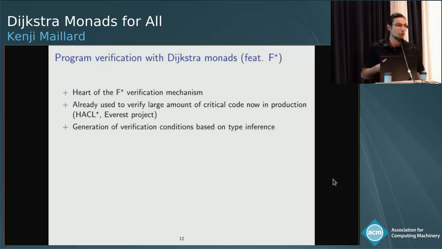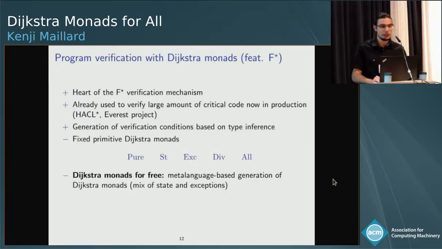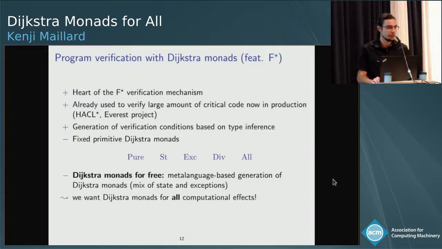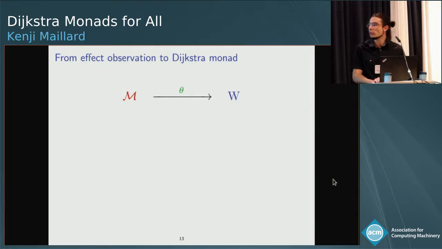So you don't need an off-the-shelf system. Everything is coming from the type inference. So F-star is shipping a fixed set of computational monads. And there is also a system to try to define your own Dijkstra monads out of some schemata, which allows you to mix state and exceptions. But we actually want to be able to do that for all computational effects. So how do we do that?